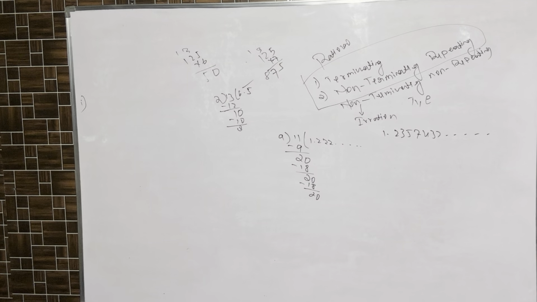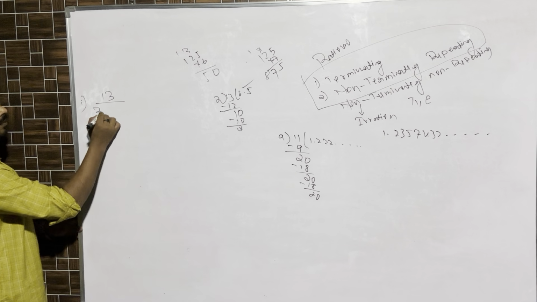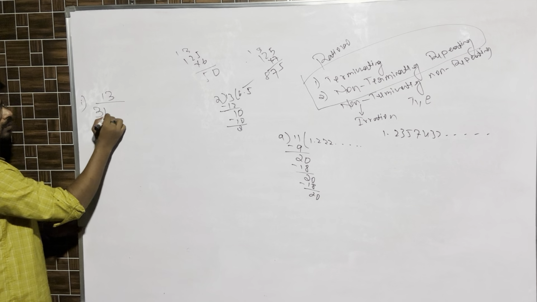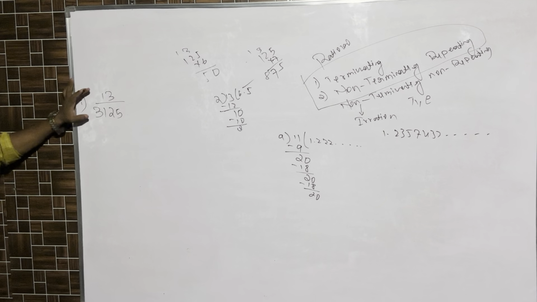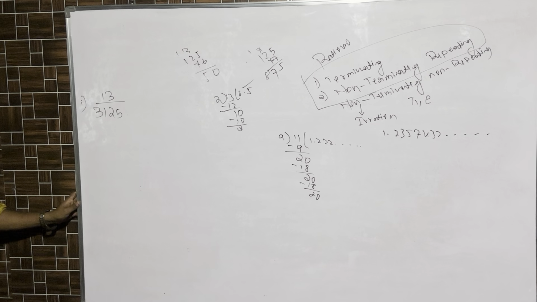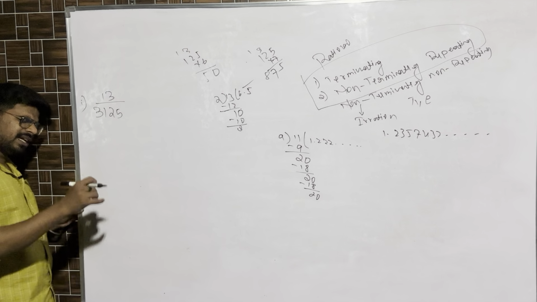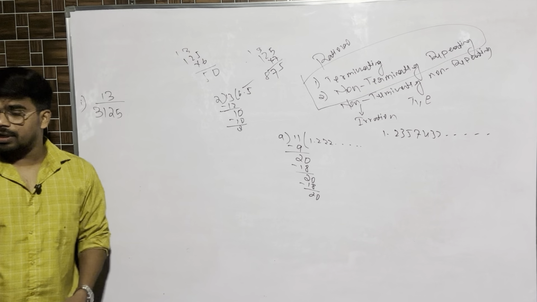What is the first question? 13 divided by 3125. See, if we are allowed to do the division, we'll take 13, we'll put a point 0, and do basic division and we'll get to know whether it is terminating or not. But in the question, he has clearly mentioned that you are not supposed to divide. Without dividing, you have to do it.